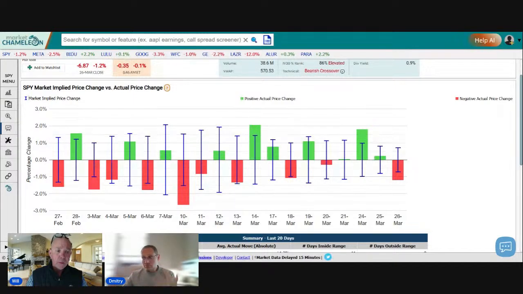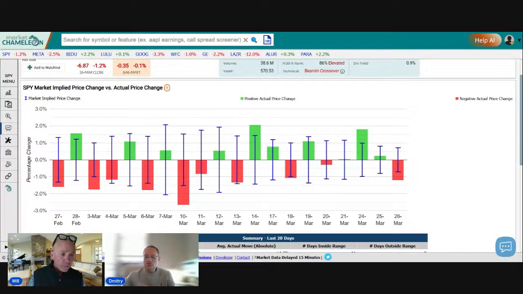Now, if we use those options as the implied move, the predictor, will I hear you in the back, the keystrokes in the background? Sorry. So yep.